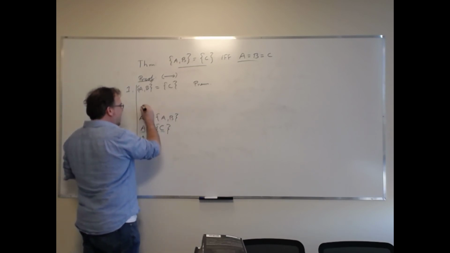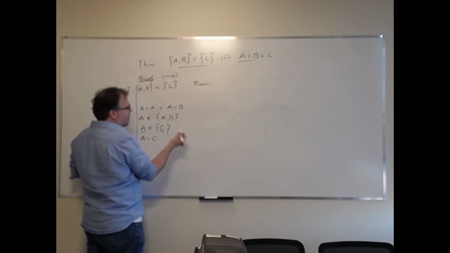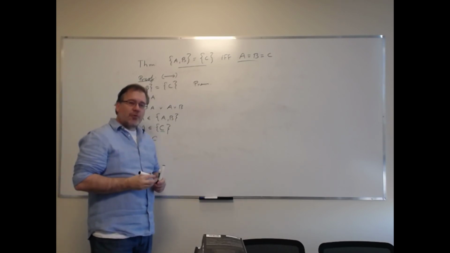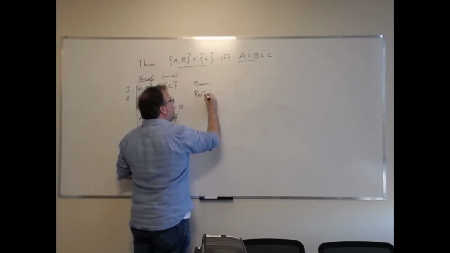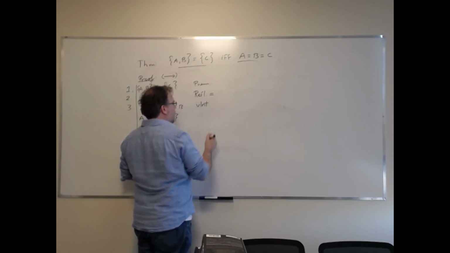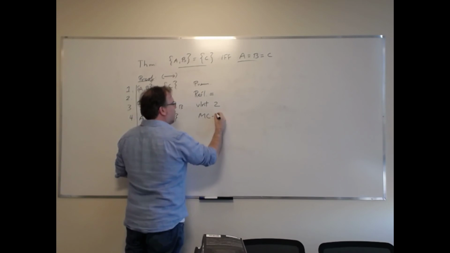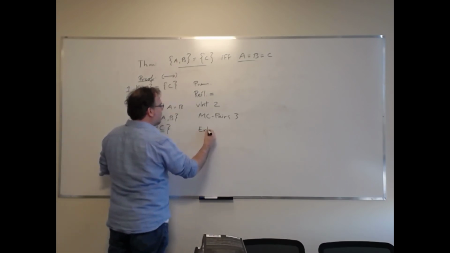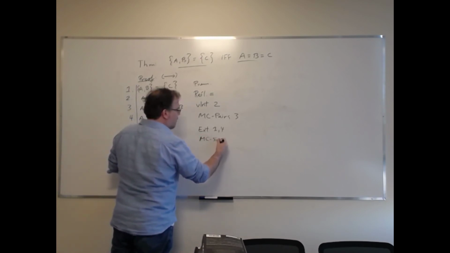Now, in order for A to be in that set, we need to know that either A is A or A is B. A has to be one of those two sets in order to be in that pair. But A equals A is something that we have already proved. We have already proved that identity is reflexive. So we can just introduce it right here, by reflexivity of identity, which has been proved before. Then line 3 is by disjunction introduction from line 2. 4 is the membership condition of pairs from line 3. And 5 is by extensionality from line 1 and 4. And finally, 6 is by the membership condition of singletons from line 5.